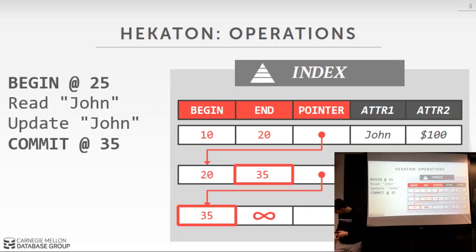Yes? Like before commit transaction 35, if here comes like read John, like what will be available is like the first record, right? So the question is, what happens if another transaction comes along and tries to read this? Yeah, before the commit transaction. Right, good, excellent. So that's my next example.